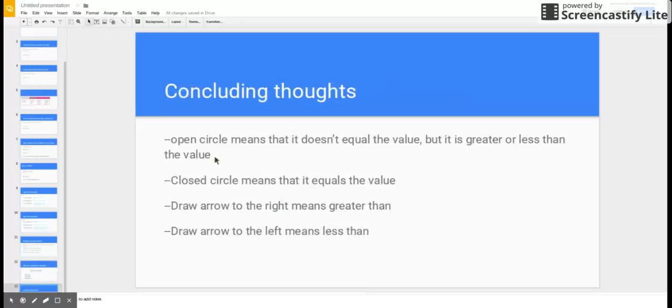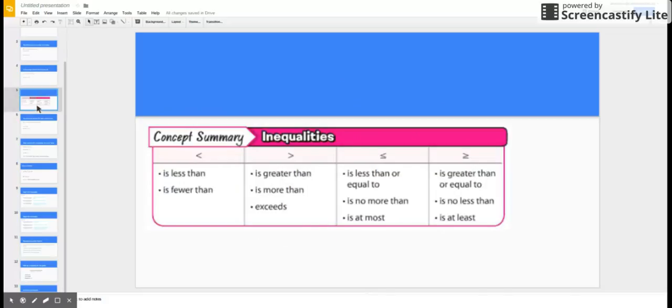Okay, so some concluding thoughts. Just know what the open circle, the closed circle, arrow to the right, and arrow to the left mean. And just review what all the symbols are.